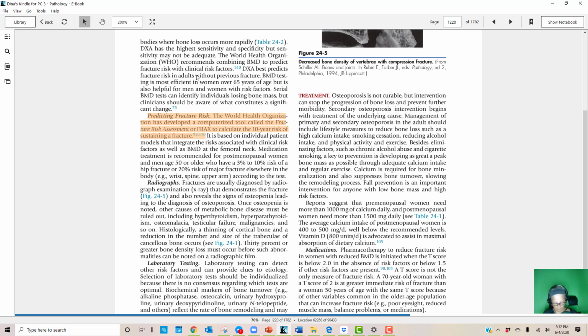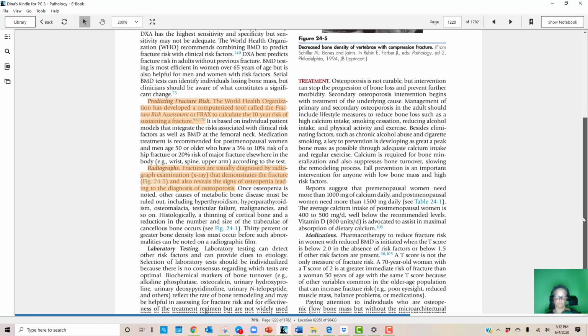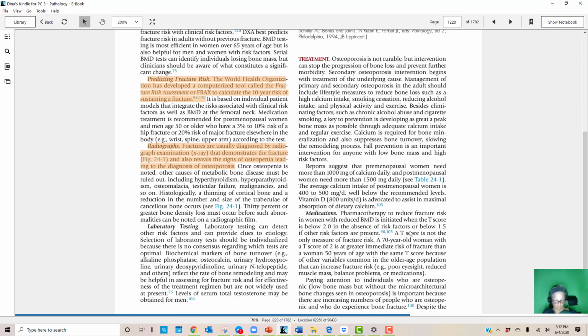Radiographs. Fractures are usually diagnosed by radiograph examination, X-ray, that demonstrates the fracture, Figure 24.5, and also reveals the signs of osteopenia leading to the diagnosis of osteoporosis. Once osteopenia is noted, other causes of metabolic bone disease must be ruled out, including hypothyroidism, hyperparathyroidism, osteomalacia, testicular failure, malignancies, and so on.